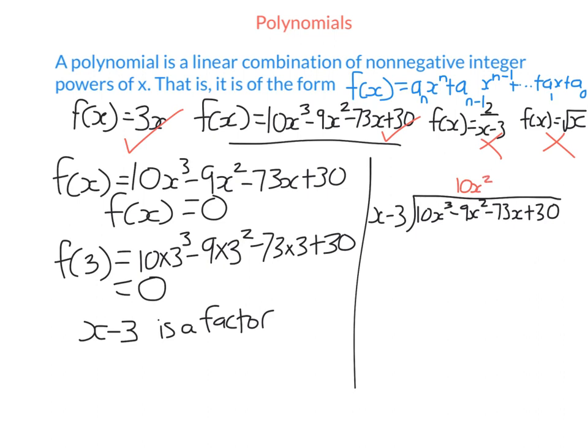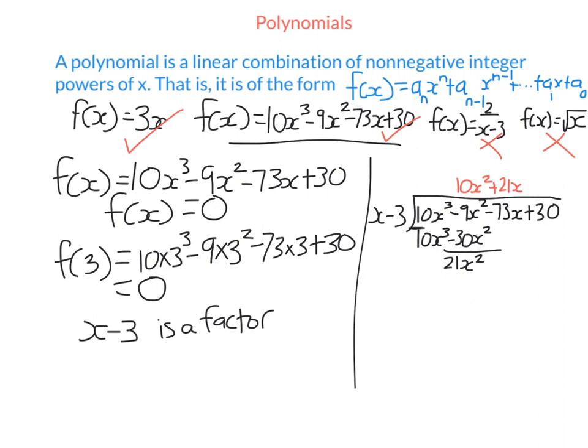Whenever I get something up the top, like I do here, I then multiply it by this linear factor. So I go 10x squared times x, 10x squared times minus 3. Now I'm going to calculate the remainder. I do that by subtracting. So 10x cubed minus 10x cubed is 0. Minus 9x squared minus 30x squared gives us positive 21x squared. Whenever we've got a remainder, we divide by the leading term. So 21x squared divided by x is just positive 21x.